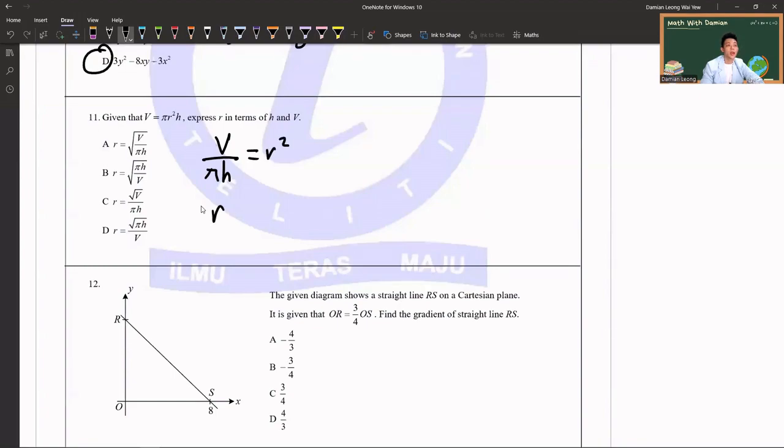So opposite of square is square root. Make sure you square root the whole thing and not just the top nor the bottom. It should be the whole fraction. So square root of v over pi h. Answer A.